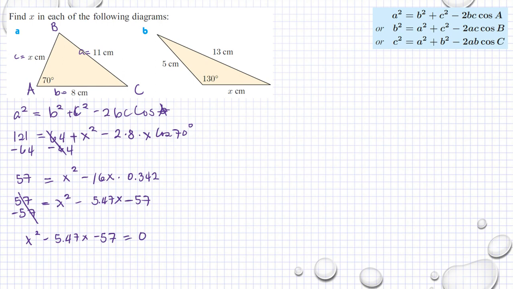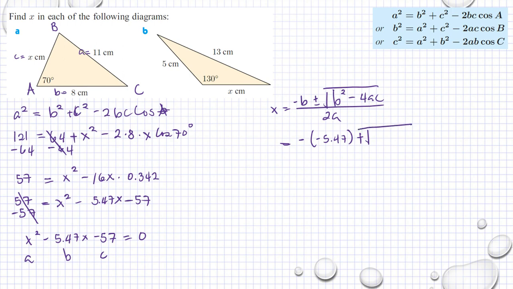Then we have our quadratic formula. I have written the quadratic formula here. And then if we substitute the values, this is our B, this is our C, and this is our A. So we have negative negative 5.47. We need only the positive right now, that is plus the square root of negative 5.47 squared minus 4 times A, that is 1, and C is negative 57, divided by 2.